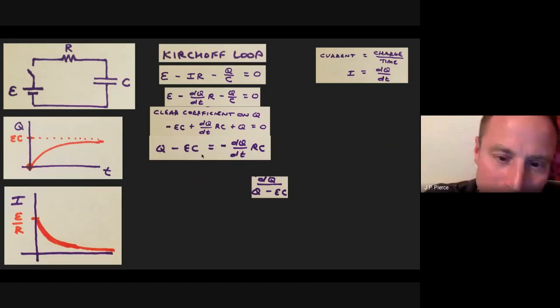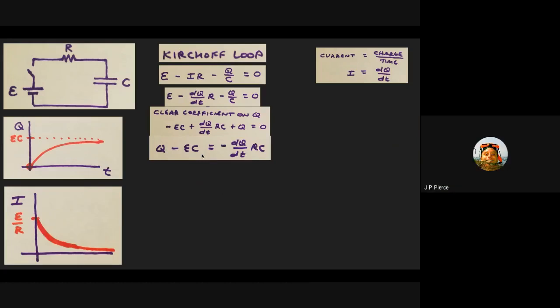Again, I'm going to replay it one more time because it's worthwhile. Bring the Q minus epsilon C under the dq. Do that first. And then everything else, put it back on the left-hand side.